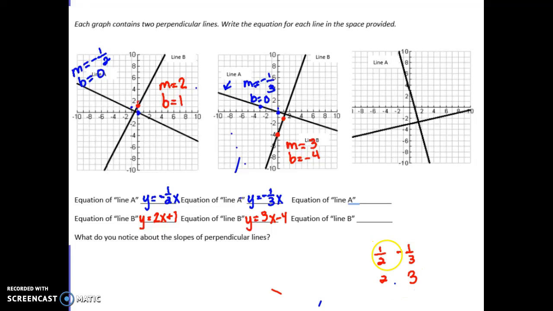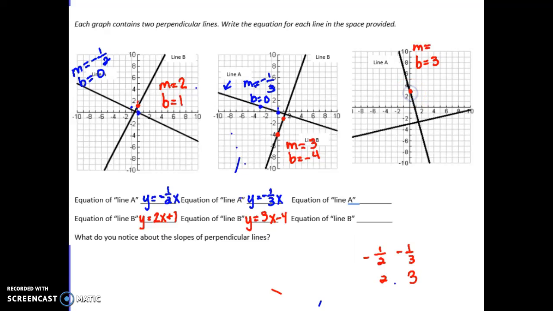Okay, so we had negative 1/2, and then we had 2, we had negative 1/3, we have 3. Let's look and see if we can come up with a pattern. So looking at line A, let's get the third one. In this case, first let's do the y-intercept. It's going to be crossing right here at 3.